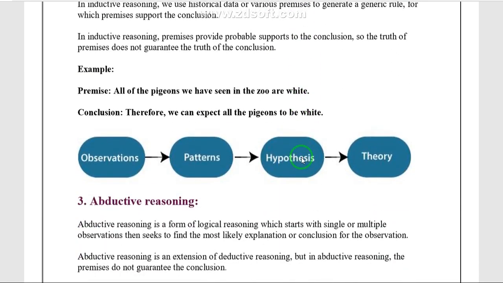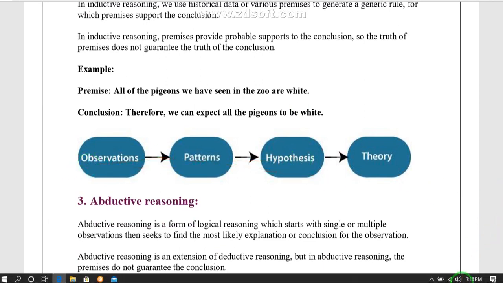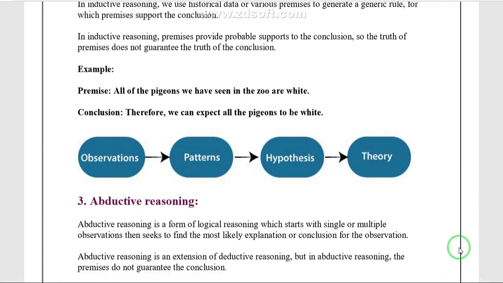The process of inductive reasoning is as follows. Observation: first we have to observe a particular premise. Whatever premises we take, first we observe them, and then we look for a pattern. A pattern is nothing but a model, outline or design. Then we go for a hypothesis. What is meant by a hypothesis? An assumption taken to be true for the purpose of an argument or investigation. Then, after further investigation, we go for a theory. So this is inductive reasoning.